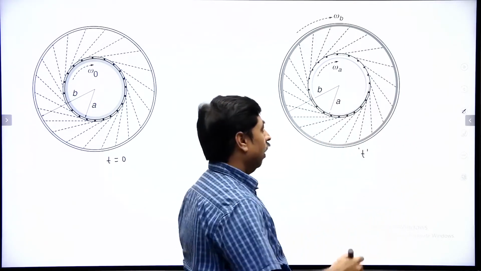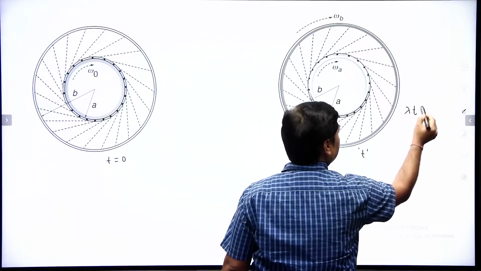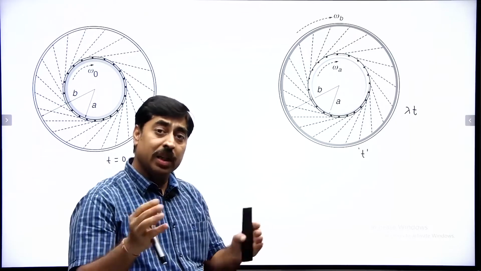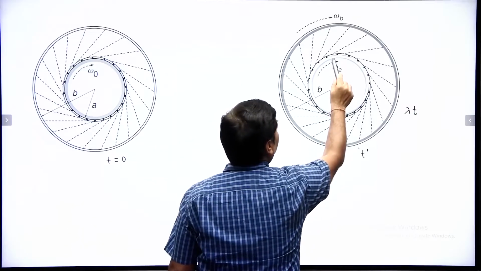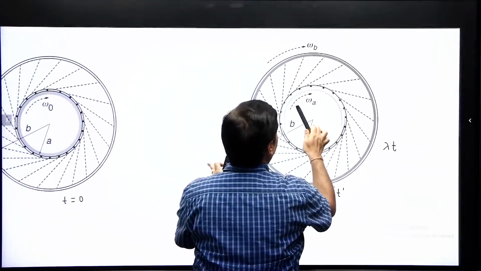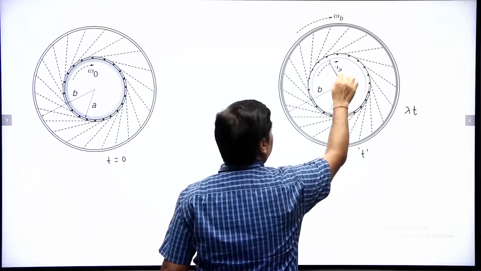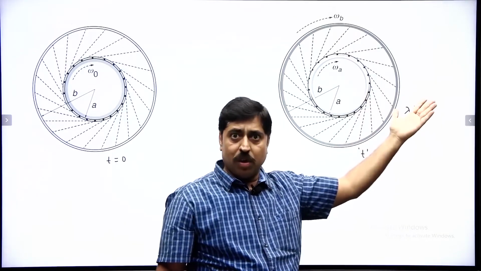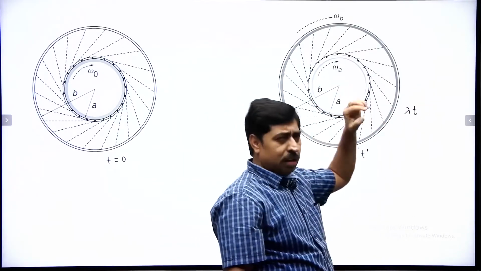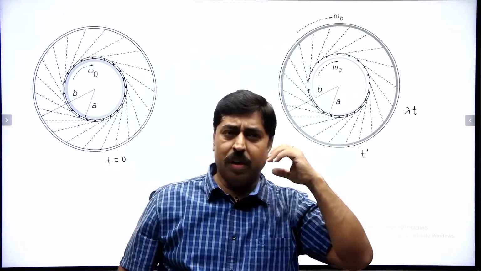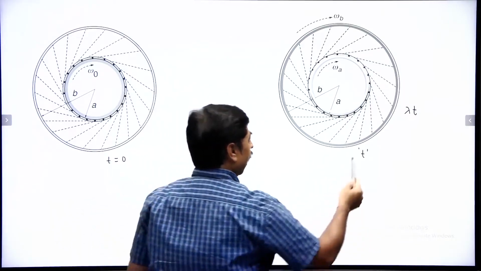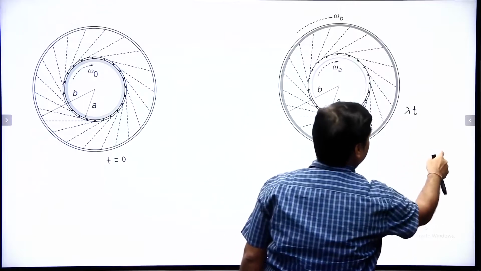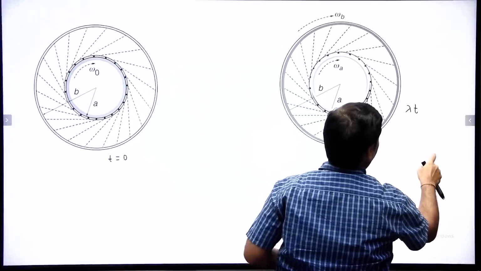Let us say this is the situation at time t. In time t, lambda into t mass of the sand has got deposited here on the inner wall of the outer drum, and the remaining sand is still there on the inner surface of this inner drum, right? So at time t, lambda into t mass of sand is here, and the remaining mass of sand is m minus lambda into t.